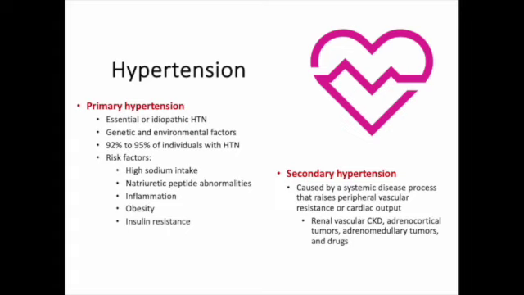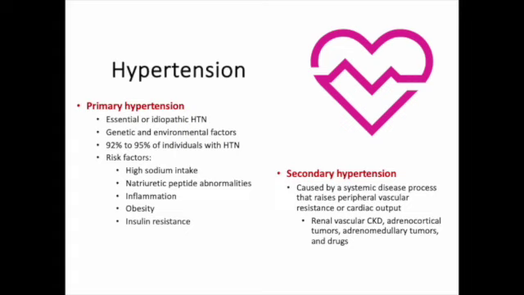92 to 95% of individuals with hypertension have some type of genetic or environmental factor. These factors that increase the risk for hypertension are sodium, natriuretic peptide abnormalities, inflammation in the body, obesity, and insulin resistance, where we talked about the metabolic syndrome.